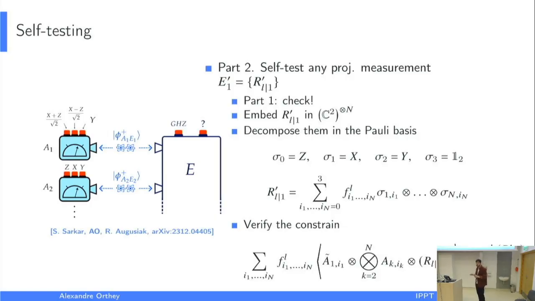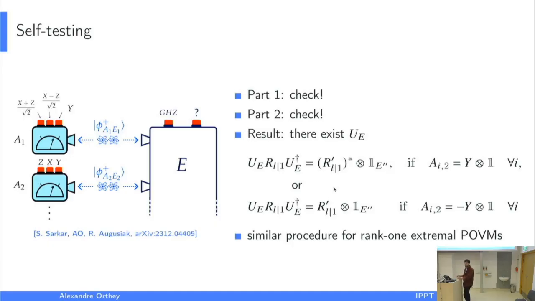Now that I already know that this part is self-tested, I know the states, I know the first measurement of Eve. Then to self-test the extremal POVM that you want, what you do is decompose this POVM in the Pauli basis with that expression. This is the POVM that you want to certify. You have to decompose it in the Pauli basis and find what these coefficients f are. And then we derived a kind of constraint that needs to be satisfied, which comes from those coefficients of the decomposition of the measurement that you want to certify. If these constraints are satisfied, then there must exist unitaries that will transform the measurement that is happening in the lab to the measurement that you want to certify.